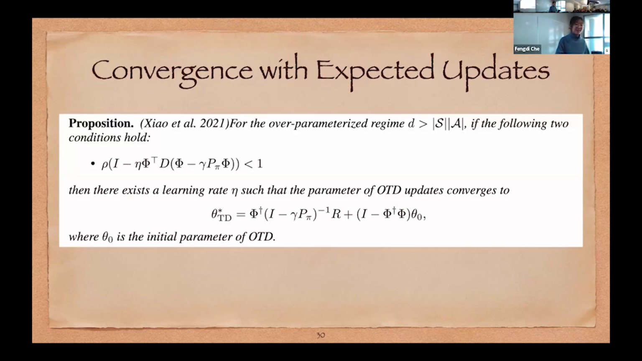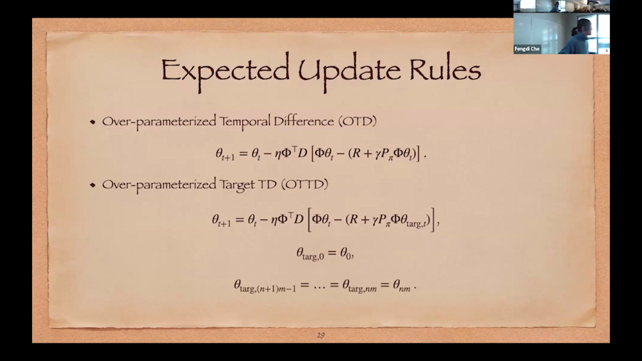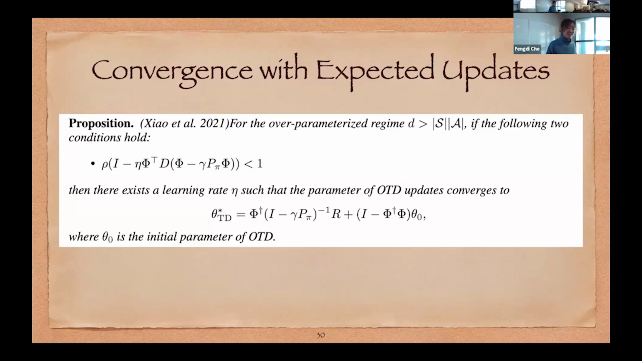What is pi? Phi is the feature matrix. Pi is the target policy. And recall that our definition is that as long as the data distribution is different from the stationary distribution of pi, it's off-policy. So D is something unrelated to pi, and that makes it off-policy.